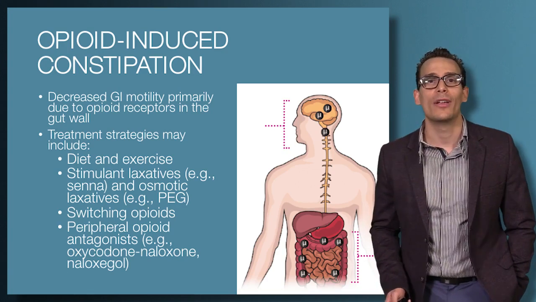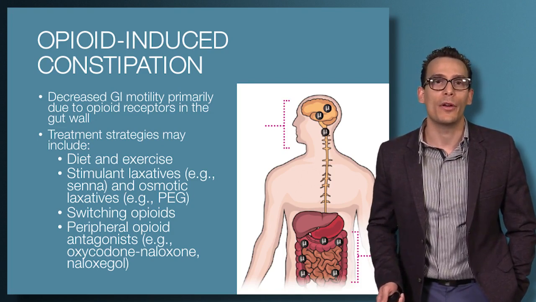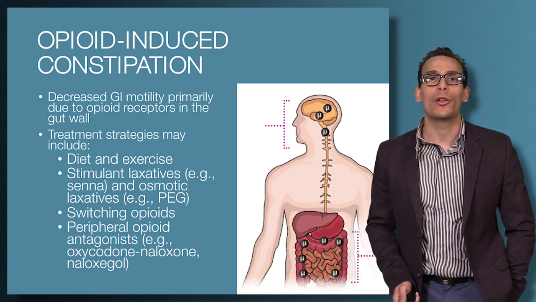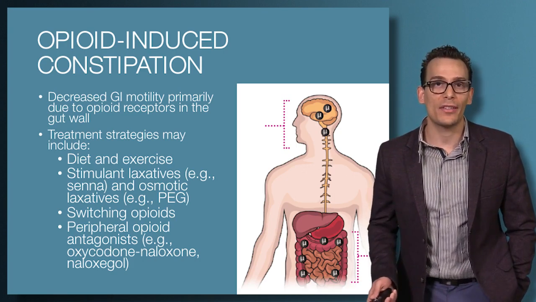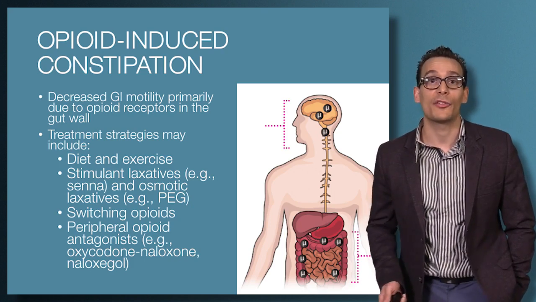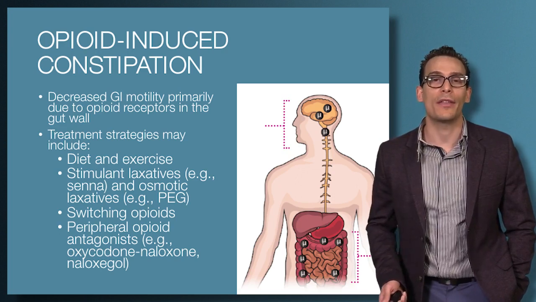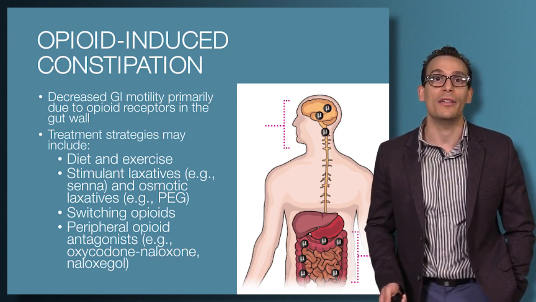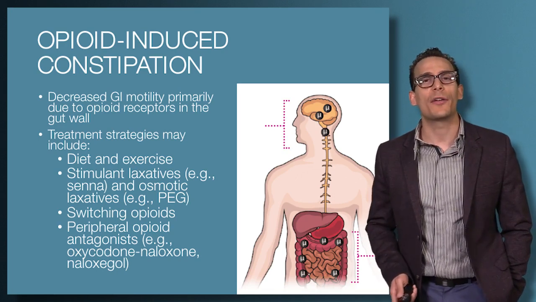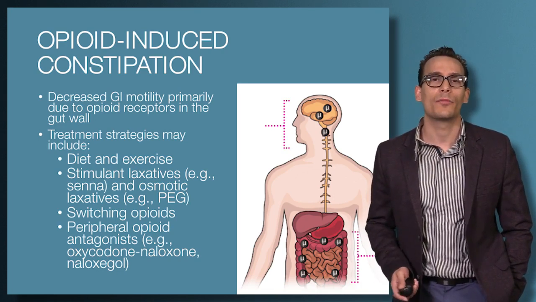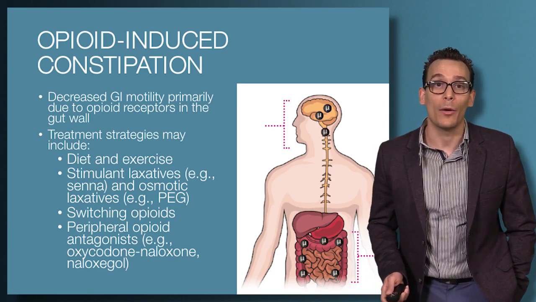Treatment strategies may include diet and exercise, where the diet is fiber as well as increased PO fluid intake. It may include stimulant laxatives, such as Senna, which stimulate or accelerate GI transit time, as well as osmotic laxatives, such as PEG, which, by staying in the gut and using osmosis, retains water, making the stool softer, more watery, and easier to defecate. Switching opioids may be helpful, as different opioids cause constipation to a variety of different degrees, as well as peripheral opioid antagonists may be helpful.